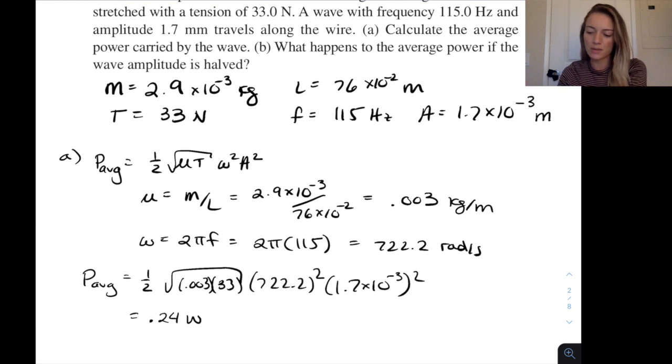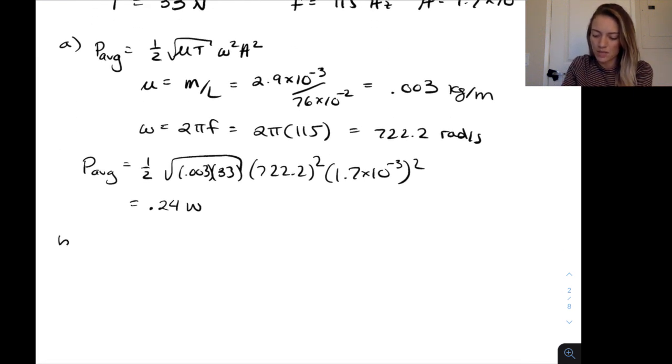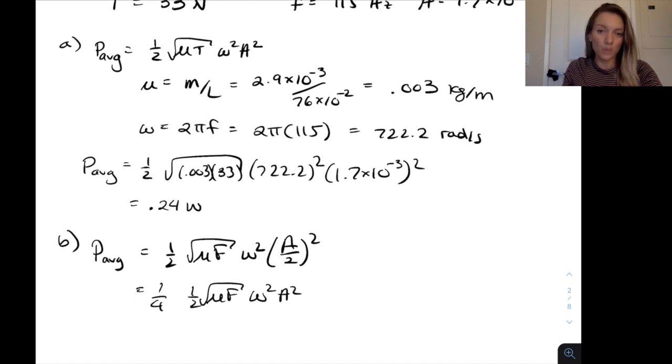So now here for part B, what happens to the average power if the wave amplitude is halved? Well, if the wave amplitude is halved, then we'll have P average is 1/2 mu F omega squared, and now it's A over 2 squared, right? Well, now we can see that we're going to have an extra factor of 1/4 because we have a 1/2 squared, so that will give us 1/4. So we'll have 1/4 times the original power. So it will decrease by a factor of 4.